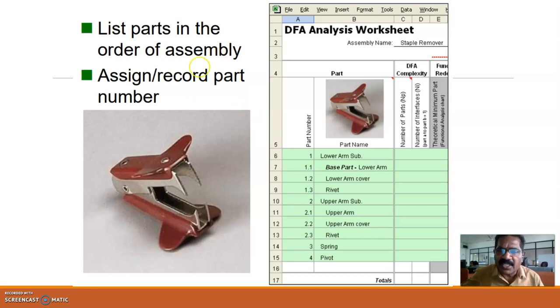So, we have listed down the various parts that are there. There is a name for each of the parts and for the sub-assembly. You have the lower arm stub, and then you have the base part or the lower arm. The lower arm cover is there, rivets, and the upper arm. The upper arm also has the cover, rivet, and the other parts like the spring and the pivot. There are four different kinds of parts.